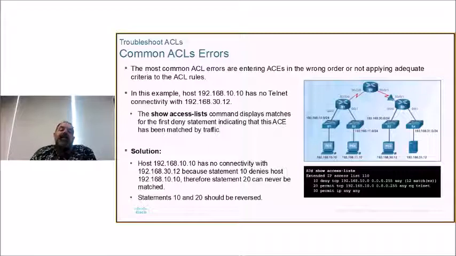So the most common ACL errors are entering ACEs in the wrong order or not applying adequate criteria to the rules. So basically, testing changing ACLs on a live system with lots of clients is not a great idea unless you prototype it first. And so you really do need to have some kind of test environment. And so from there, test it, make sure it works as per expected, and then make those changes on your live network, basically.